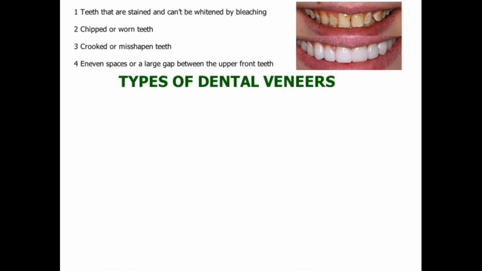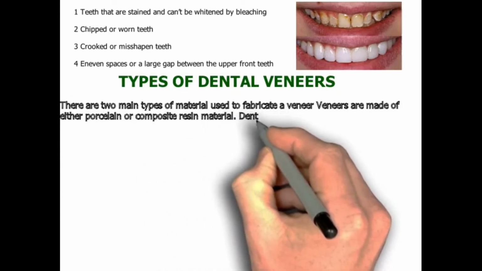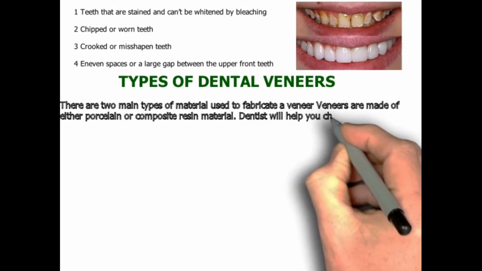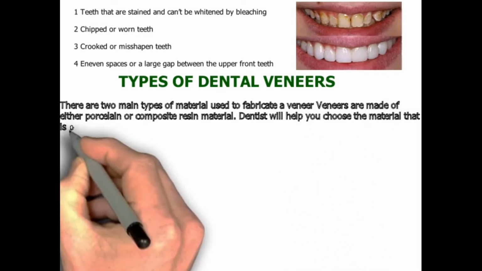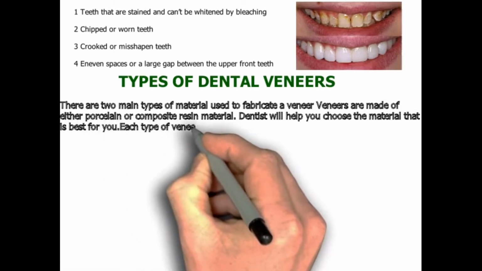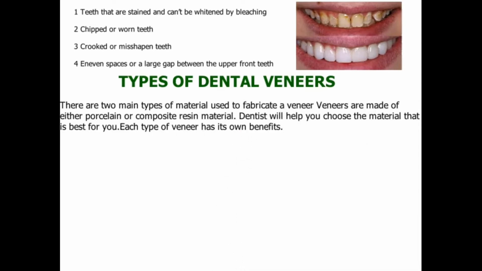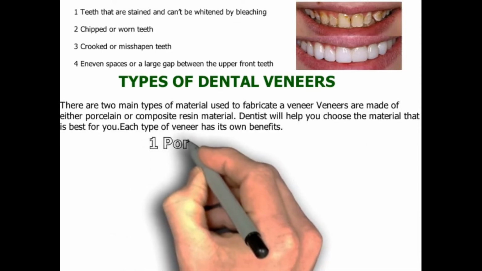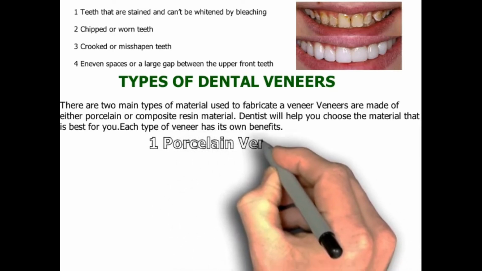Types of dental veneers. There are two main types of material used to fabricate a veneer. Veneers are made of either porcelain or composite resin material. Your dentist will help you choose the material that is best for you. Each type of veneer has its own benefits.